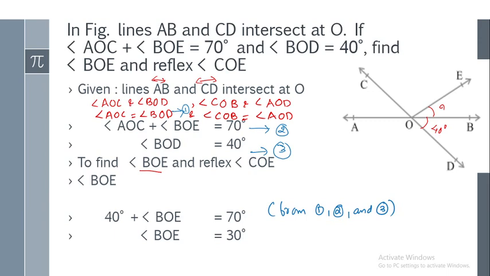Yes, ma'am. Okay, so we have found the first part. Now we need to find what is reflex angle COE. So how will you find reflex angle COE? You can try any method. Ma'am, can I? Yeah, sure.